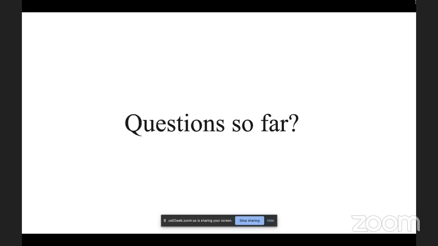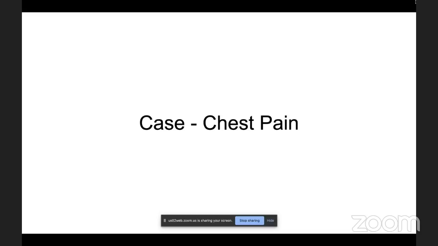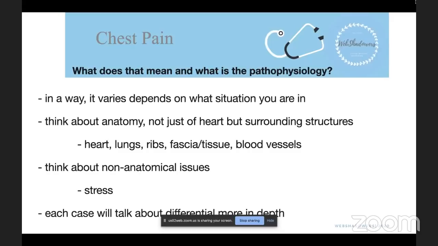So let's move ahead. Let's talk about chest pain now. What does that mean, and what is the pathophysiology? In a way, it depends on the situation you're in, and that'll be the two cases we talk about: chest pain in the clinic setting and chest pain in the ER. You have to think about the anatomy, and not just of the heart, but surrounding structures. In your chest, you have your ribs, you have the fascia, the muscle, the tissue, you have the lungs, you have the blood vessels, aorta, veins, and you have the heart. So there are all these different things that can be involved that can potentially cause problems. So you have to be aware of all of that when you're assessing someone.